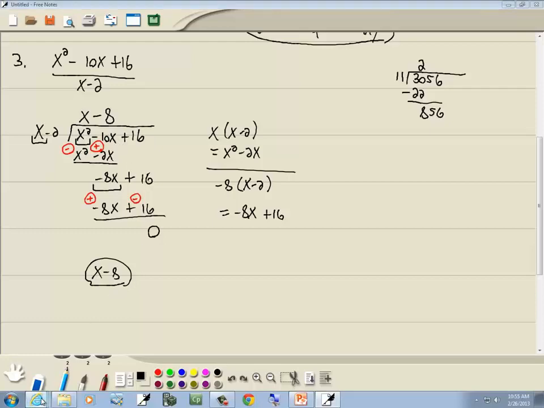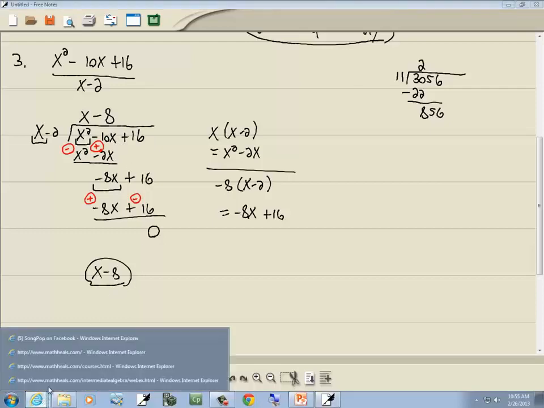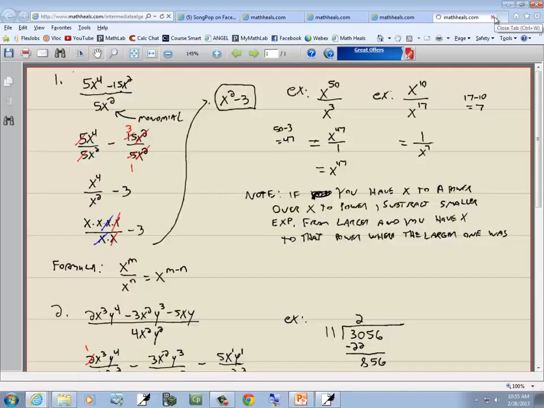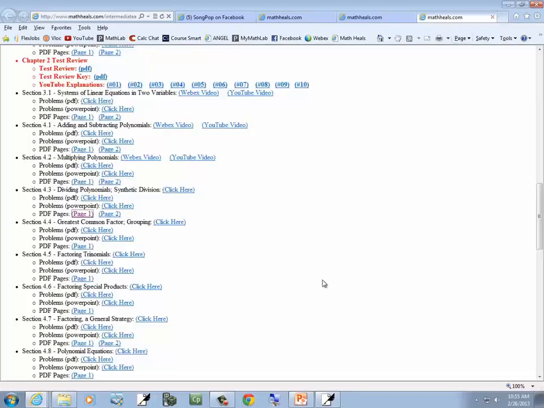I'm pretty sure I have these pages saved, but let me double check. Okay. Dividing polynomials. Okay. Page. And slow. There it goes. I guess I do have it saved.